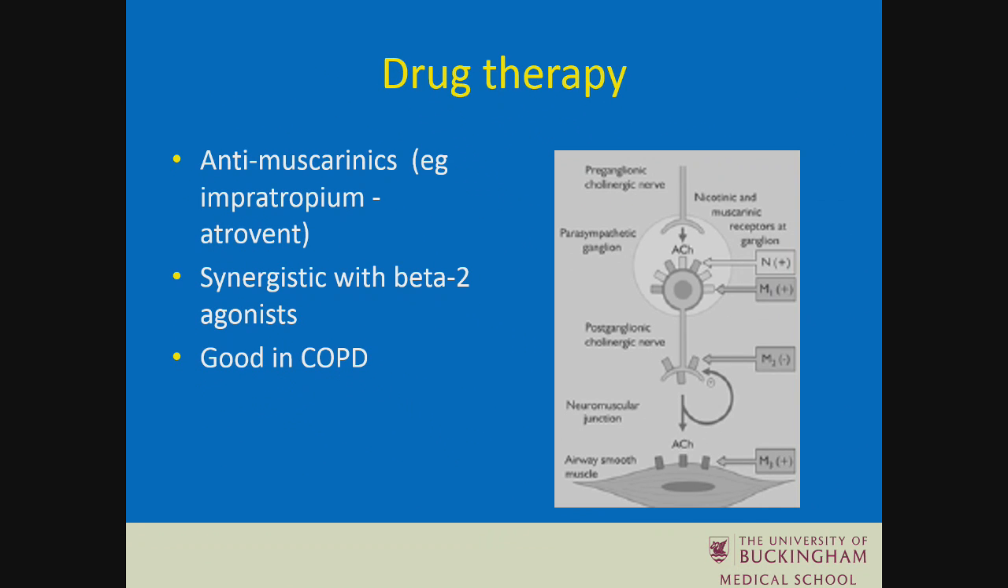The next group of drugs are called antimuscarinic agents. They block the cholinergic pathway. Now the cholinergic receptors are of two types, nicotinic and muscarinic, and only the muscarinic ones are peripheral. And of these, there are three: M1, M2, and M3, and M2 and M3 receptors are peripheral. Antimuscarinic blockers tend to work on the M2 and M3 receptors.